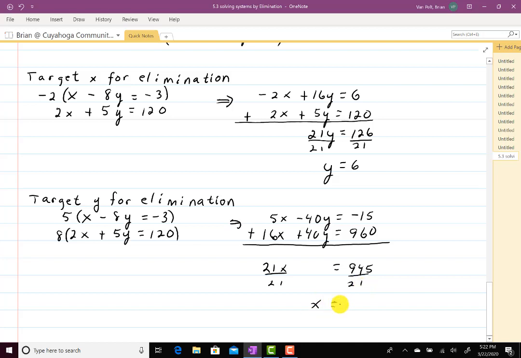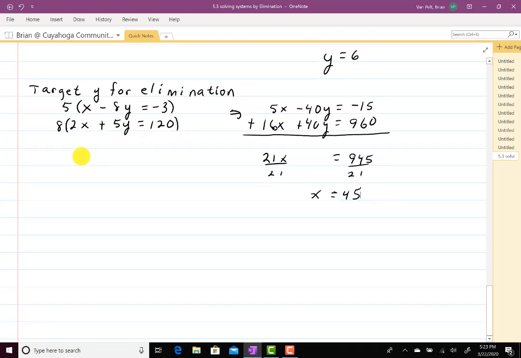So x equals 45. Now notice, by the way, this type of problem, while the answers turn out to be nice whole numbers, and it could have been graphed, it's unlikely your graph would have been big enough to accommodate x equals 45. Anyways, let's put my answer, 45, 6.